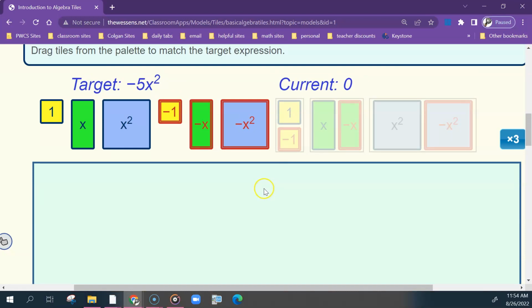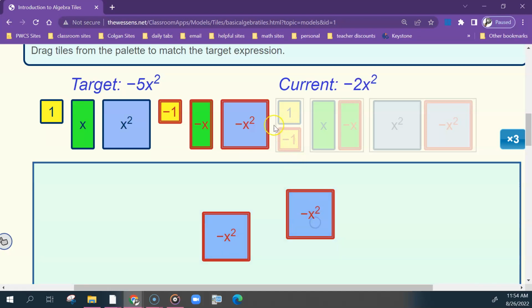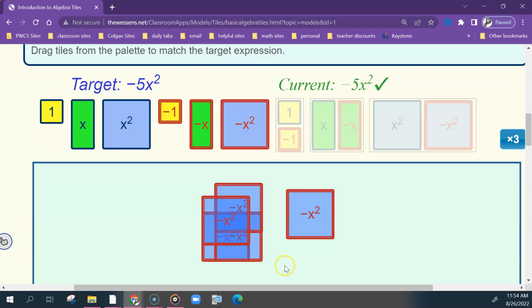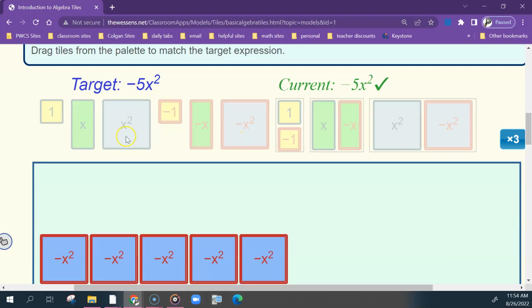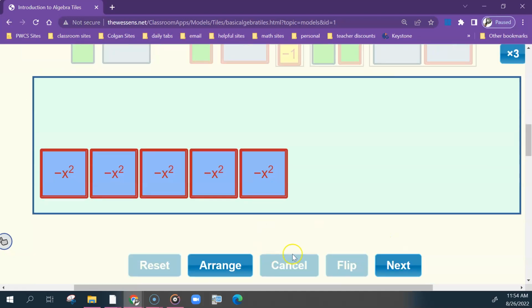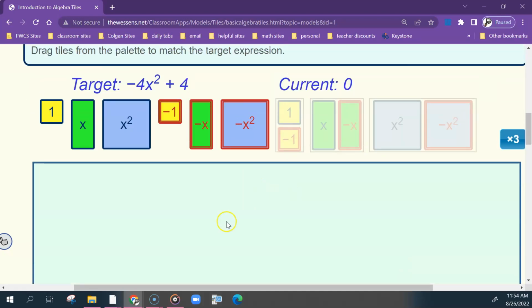Right, negative 5x squared. How would we represent that? Colleen, go ahead. Five of the light blue tiles. Okay, this one? Yeah. Okay. If I could click, that'd be great. Okay. So anytime we have a negative, same thing, same amount, but the negative version. These will get a little harder here in a second.